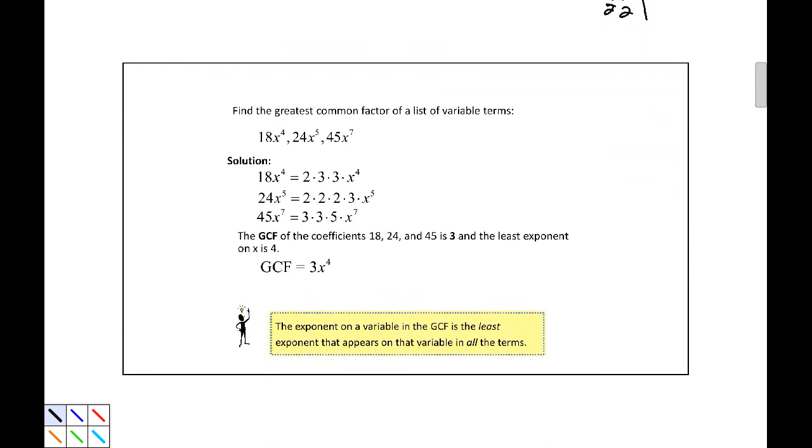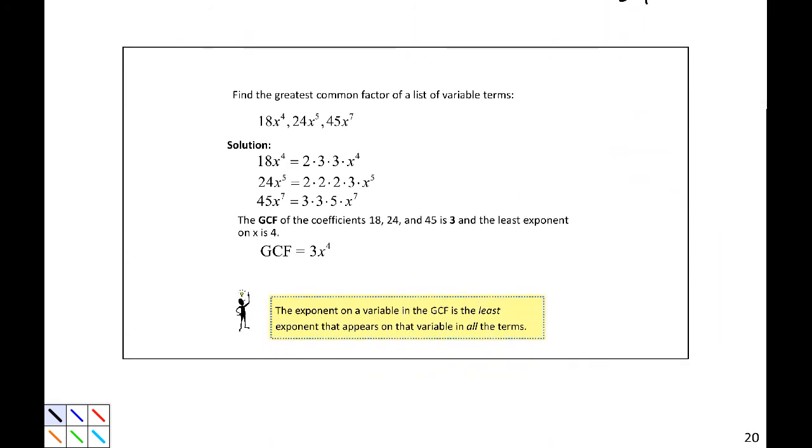To find the greatest common factor of a list of variable terms, for this example we have 18x to the 4th, 24x to the 5th, and 45x to the 7th. We can write these in factored form. 18x to the 4th is 2 times 3 times 3, that's the factorization for 18, and we have x to the 4th. 24 is 2 times 2 times 2 times 3, and then we have our x to the 5th because it's an x to the 5th term. And 45x to the 7th will be 3 times 3 times 5, it's 45, x to the 7th.